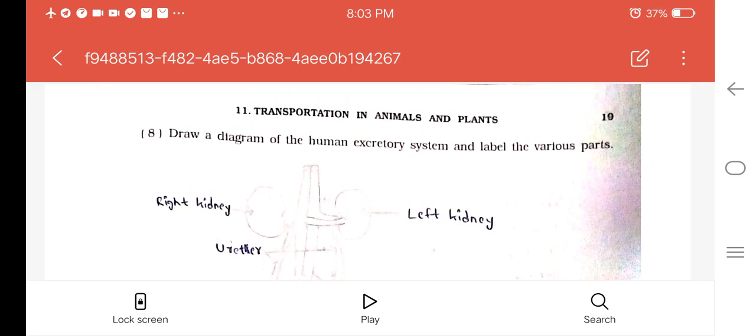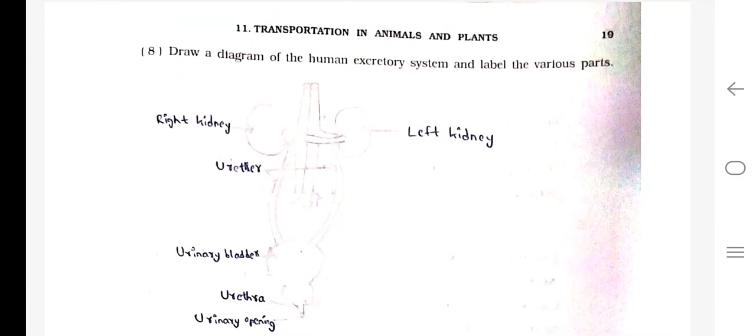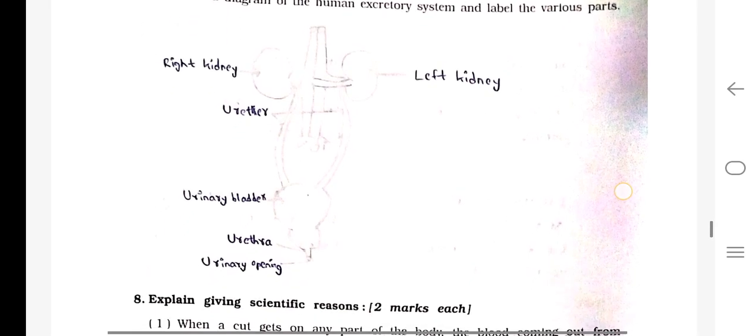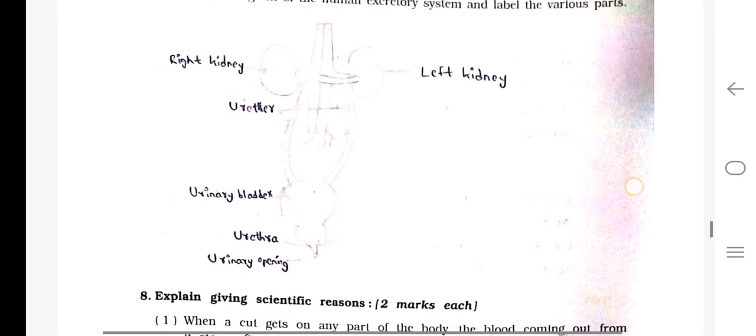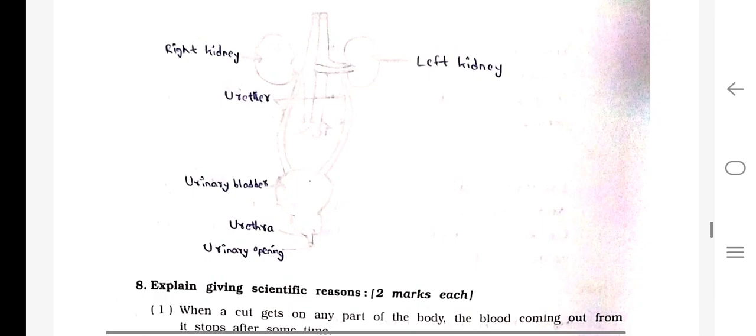Question number 8. Draw a diagram of the human excretory system and label the various parts. Right kidney, ureter, urinary bladder, urethra, urinary opening, left kidney.